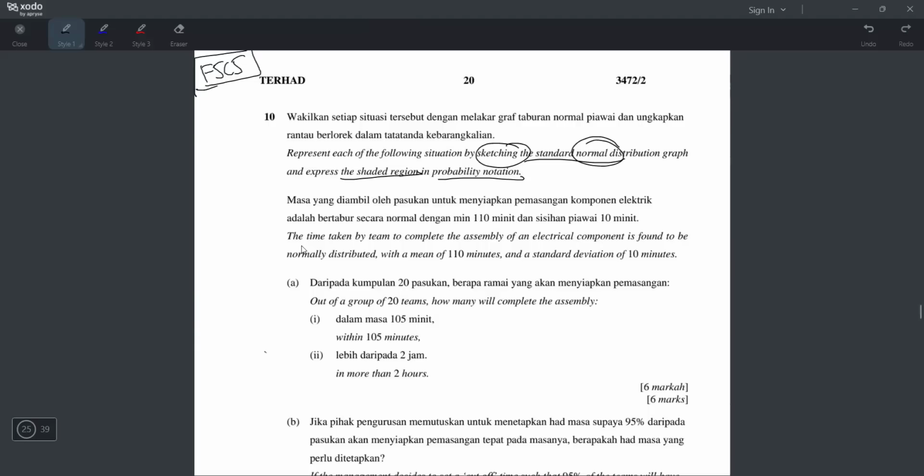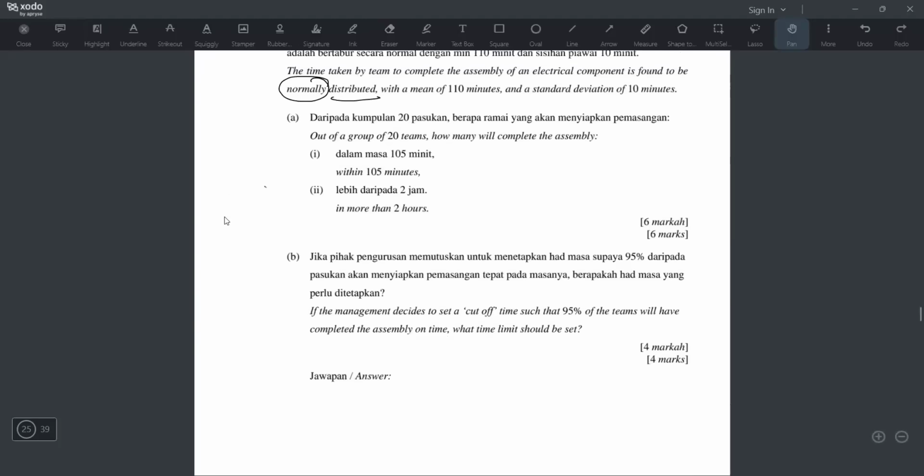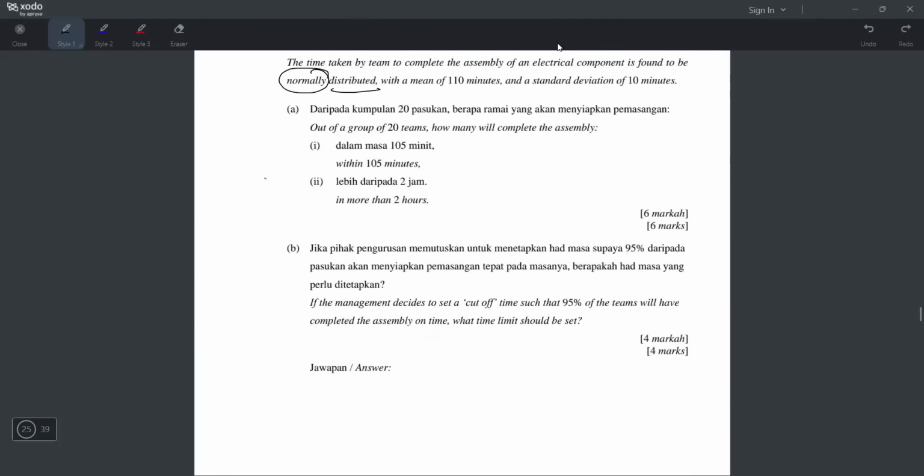The time taken by team to complete the assembly of an electrical component is found to be normally distributed. So it's a normal distribution question. With a mean 110 and a standard deviation 10 minutes. Okay, so there's some information here. So I think I should write it down. So the first thing, mean 110. Standard deviation 10. Okay, why they give us the mean and standard deviation is for us to change to Z value later. So that we can tengok kita punya Z jadual. Okay, the Z score table.